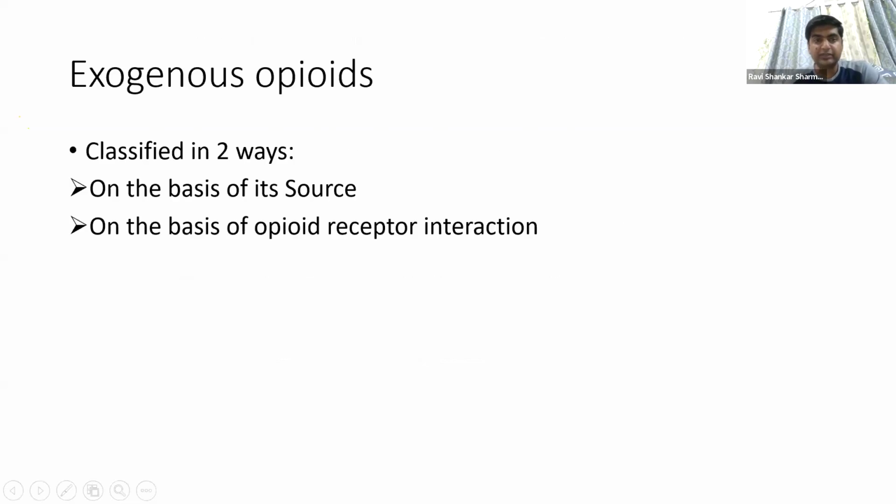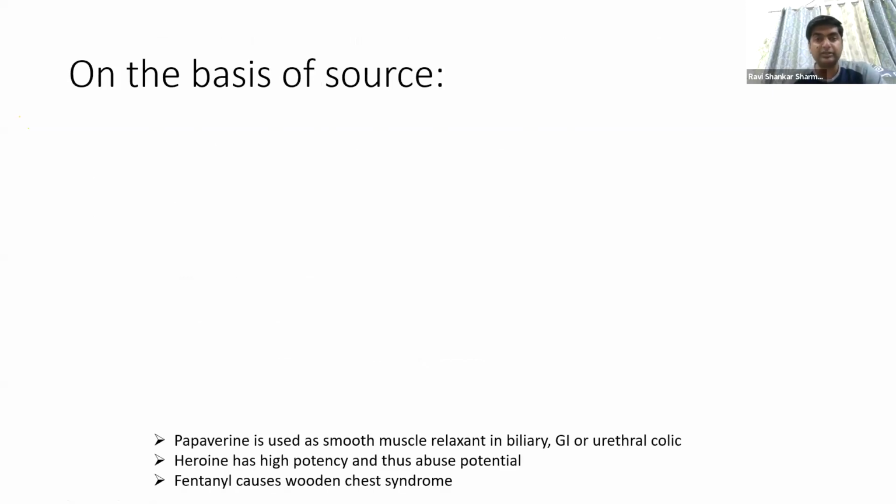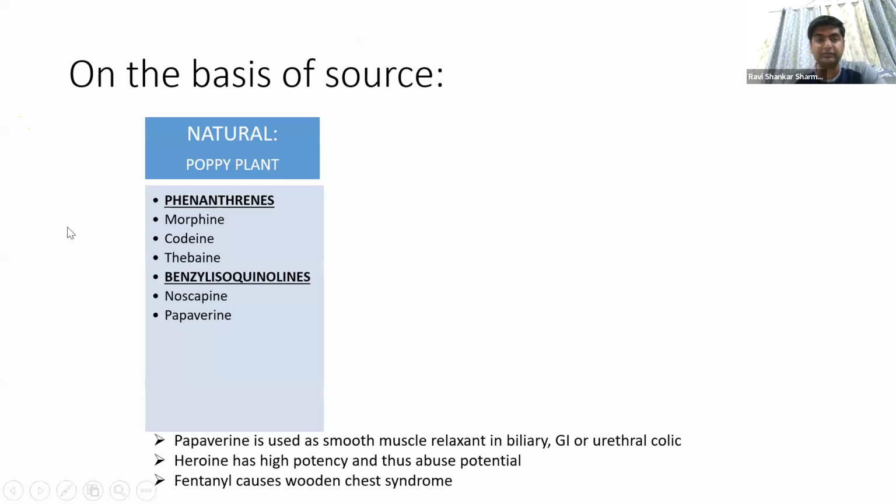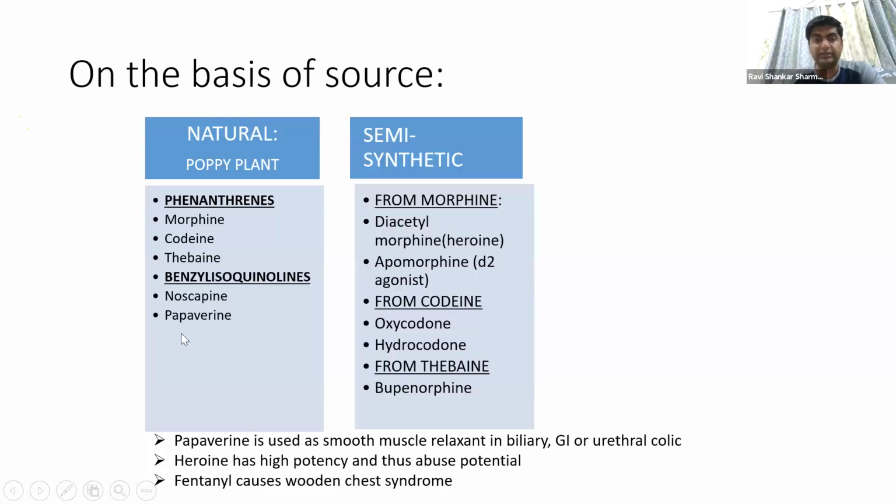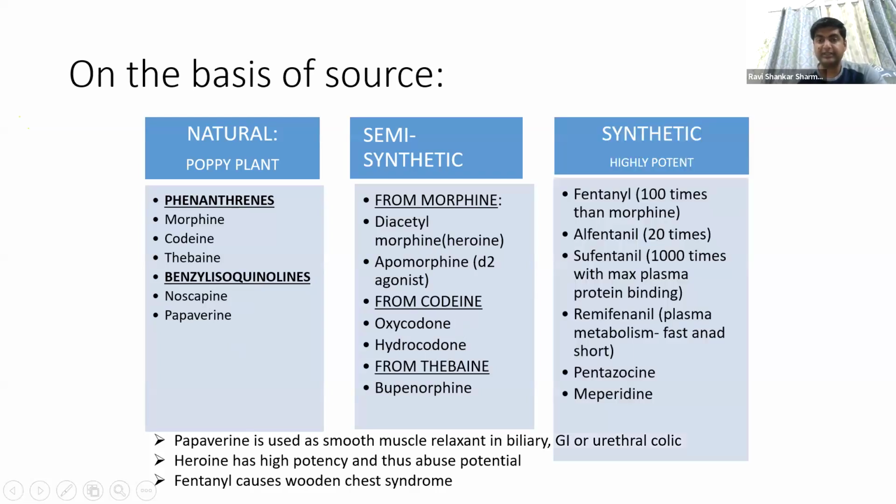this pain. Exogenous opioids can be classified in two ways: on the basis of source, from where they are acquired, and on the basis of receptor interaction. On the basis of source, natural ones are from poppy plants where these drugs are derived. The phenanthrene compound is morphine, then the benzylisoquinoline is papaverine. Then semi-synthetic: diacetyl morphine, DAM, and from codeine, oxycodone and hydrocodone are obtained, and from thebaine, buprenorphine. Then synthetic, the most commonly used anesthetic agents like fentanyl, which is 100 times more potent, and then sufentanil, almost 1,000 times more potent.